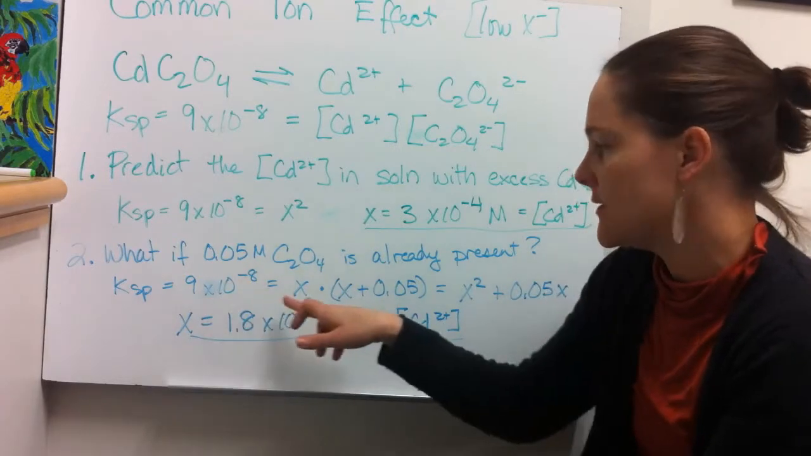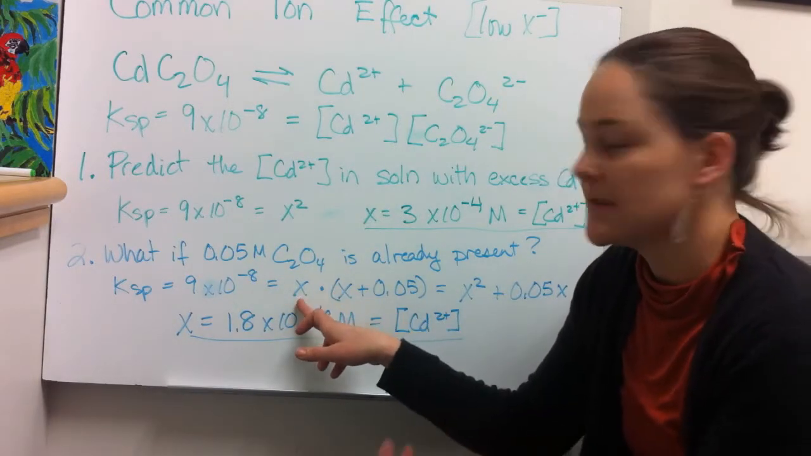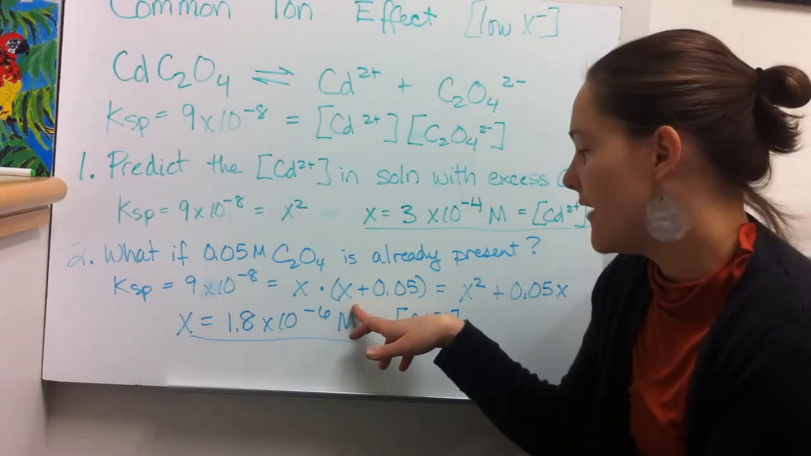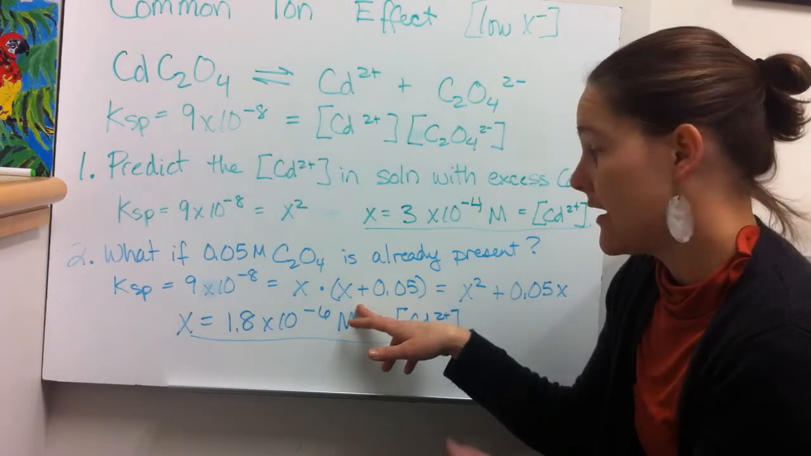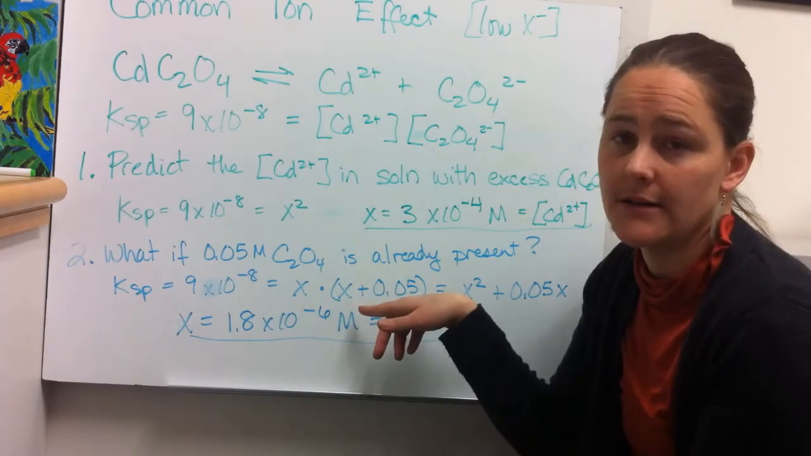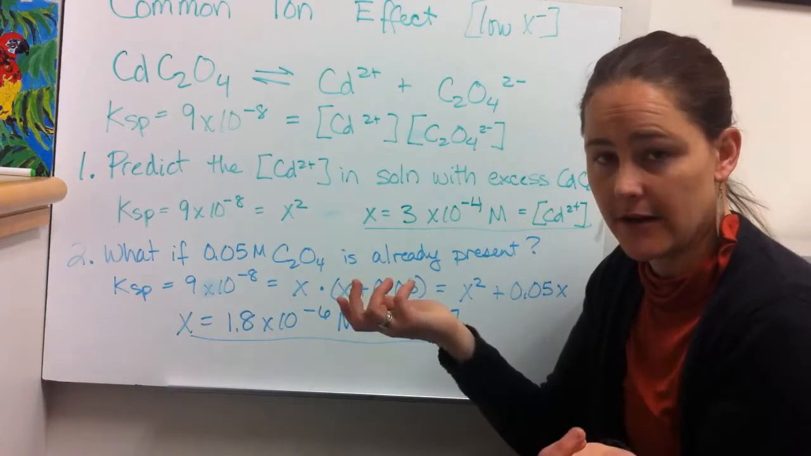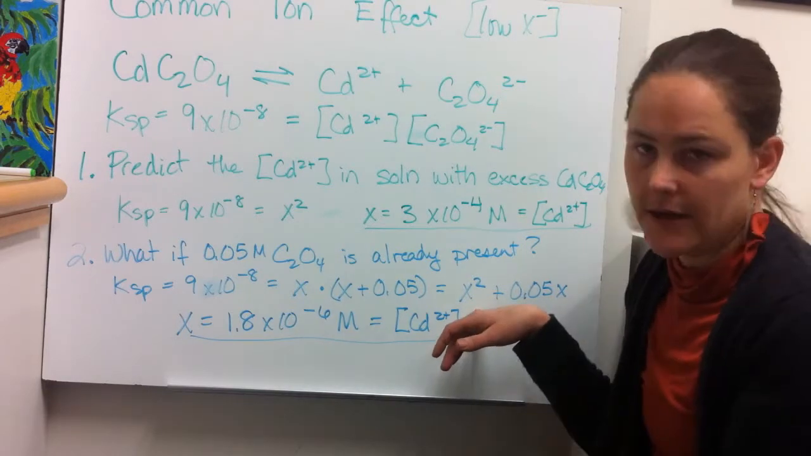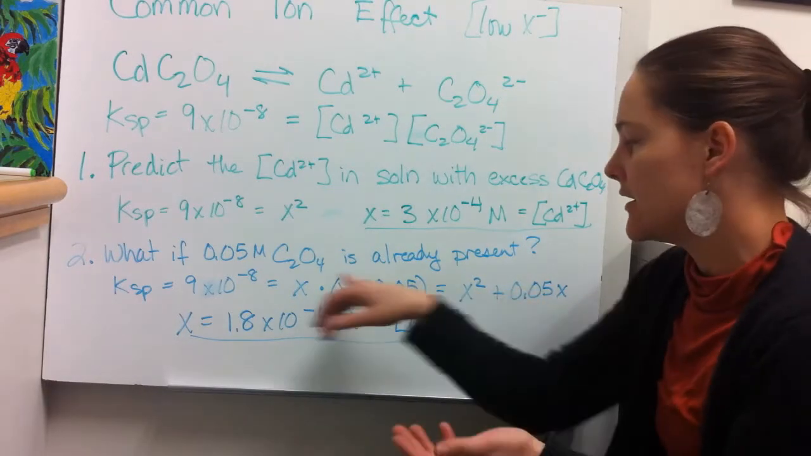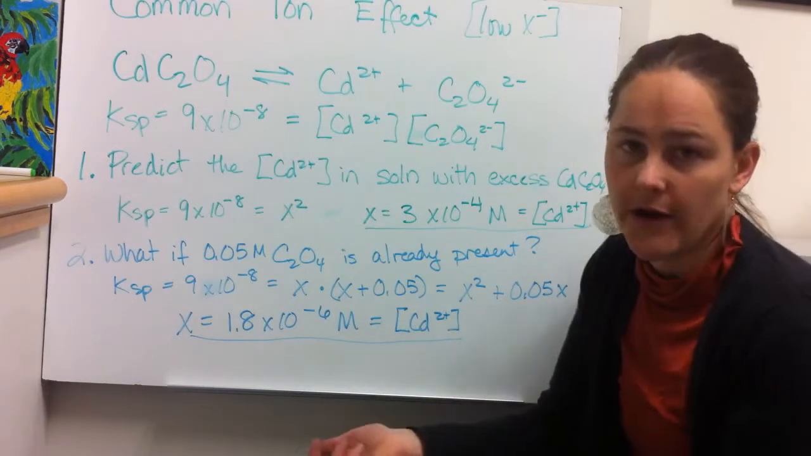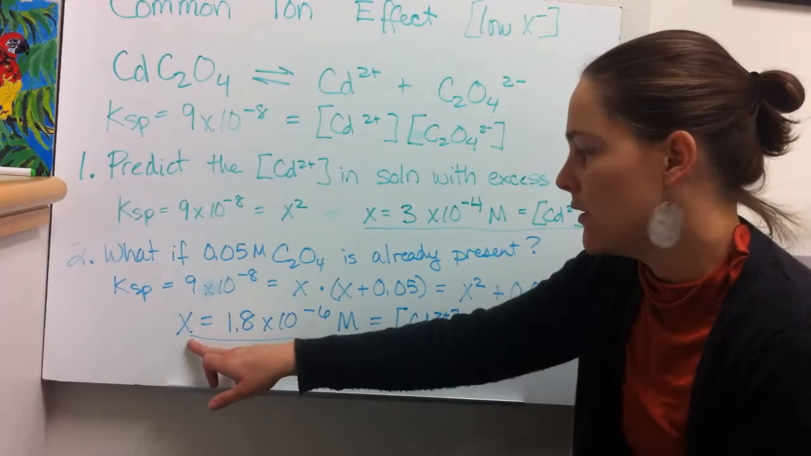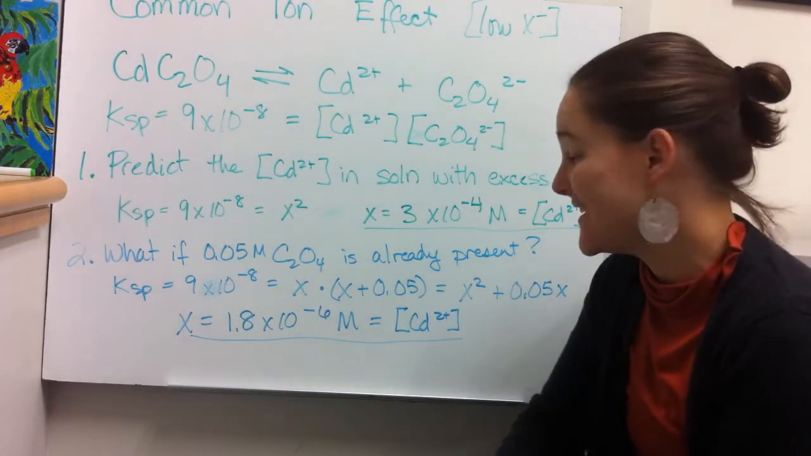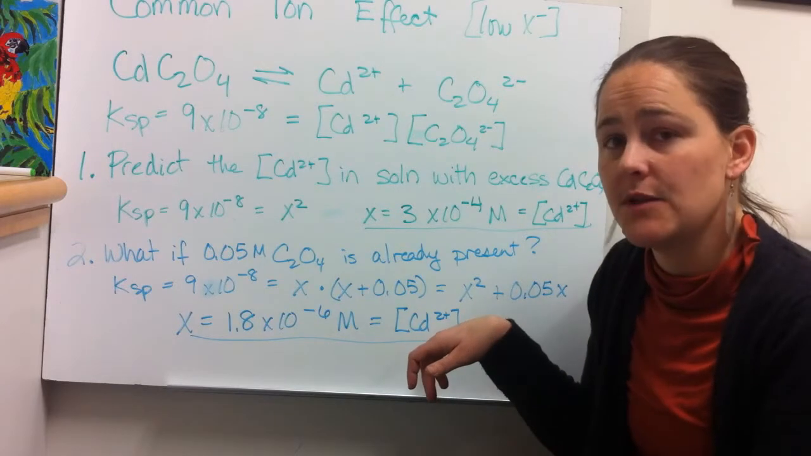The KSP value is still the same, but the concentration of cadmium is going to be x again, and the concentration of oxalate is going to be 0.05 molar plus x for the added oxalate that will join the solution as each cadmium oxalate ion dissolves. So then we can likewise solve this equation for x using the quadratic equation, and say that x equals 1.8 times 10 to the negative 6 molar, and that's the concentration of cadmium 2+ in solution.